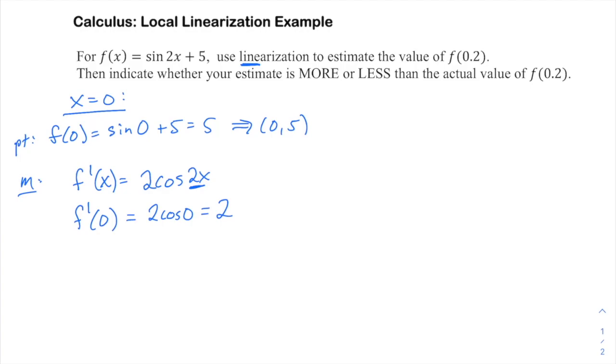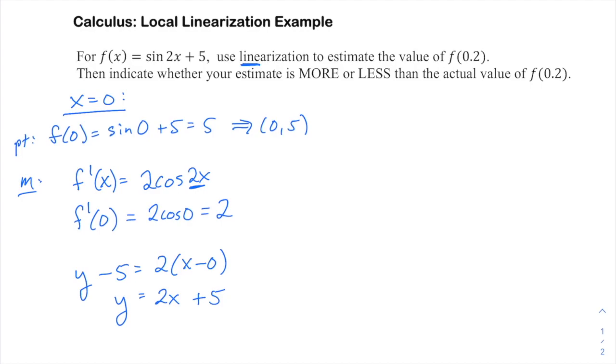So my tangent line is y minus 5 equals the slope 2 times x minus 0. And since it's x minus 0, why don't I just call that x, and so times 2. And why don't I move the 5 over while I'm at it? So it's y equals 2x plus 5. Now that's the tangent line.